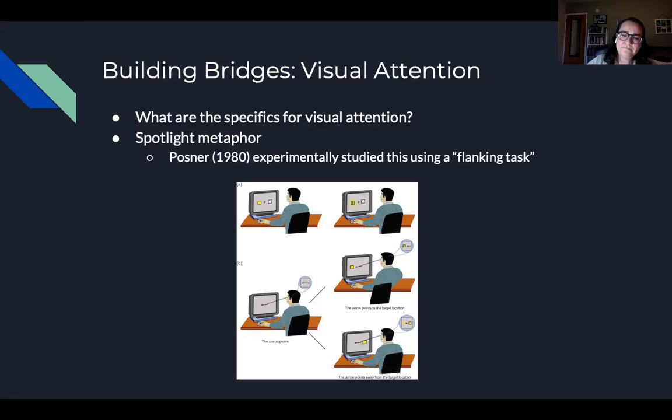Versus, what was the hair color of this person? There's a cognitive researcher named Michael Posner, and he developed an experimental method that he used to test out this spotlight metaphor idea and try to get a little bit more understanding about it. It's called the flanking task.